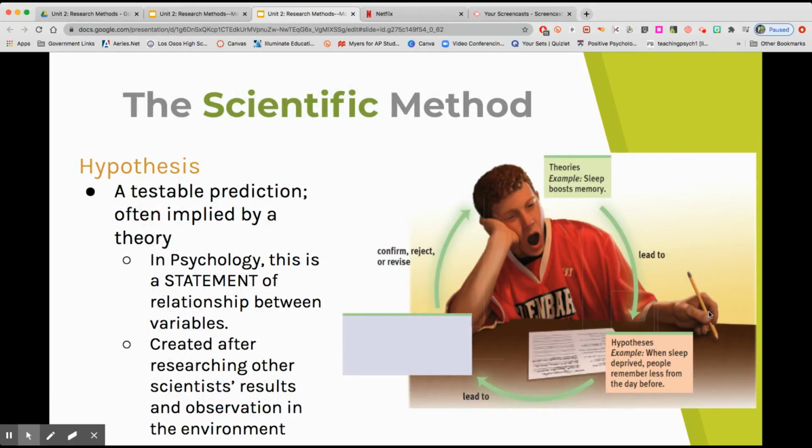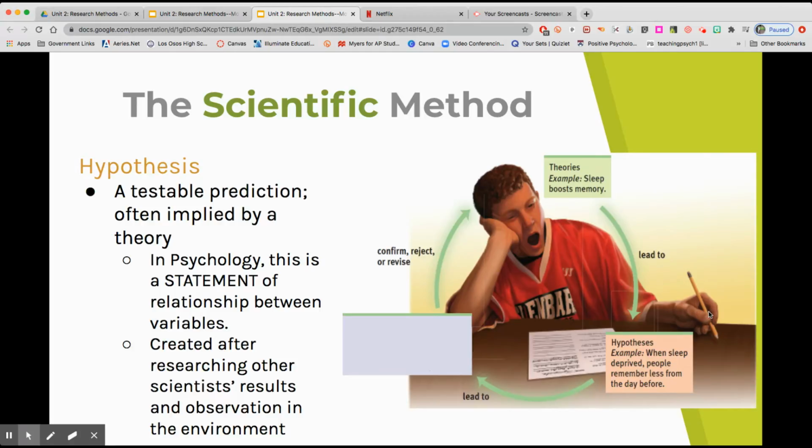Where often it starts is a hypothesis. A hypothesis, in our case, is a statement and is a testable prediction that's often implied by a theory. So think of theory as more broad. Hypothesis is going to be a little bit more specific. And often a hypothesis is created after researching other scientists' results and observations in the environment. So there might have been similar studies done. Maybe this is a little bit of an offshoot.